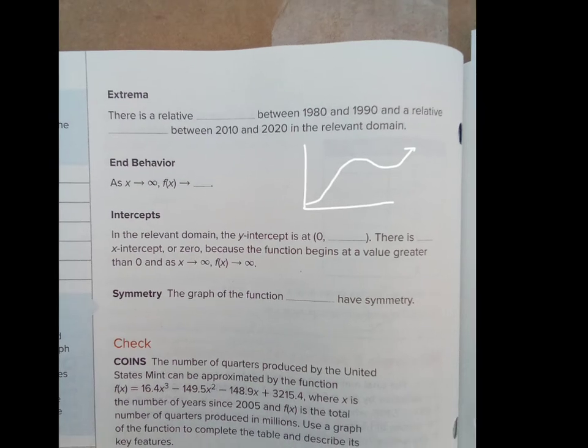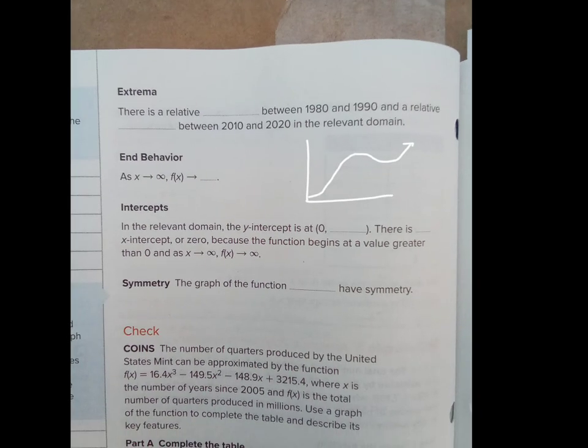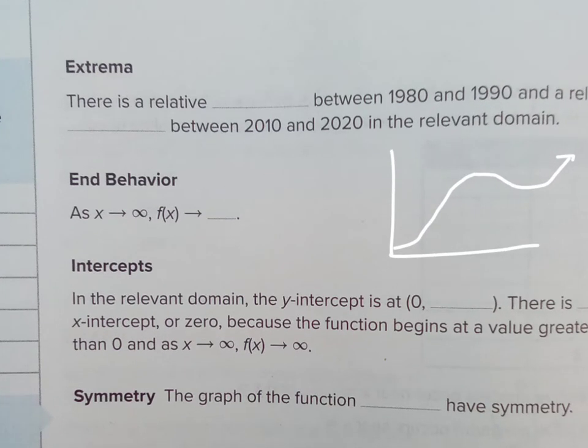All right, so then they're saying there is a relative something between 1980 and 1990. So you guys got to flip back and forth. But 1980, we're comparing everything to 1930, so 1980 is 50 years after that, and 1990 is 60 years after that. So you got to go to your graph and look between 50 and 60 on the x-axis. And if you look up, it sure looks like there is a relative maximum there.